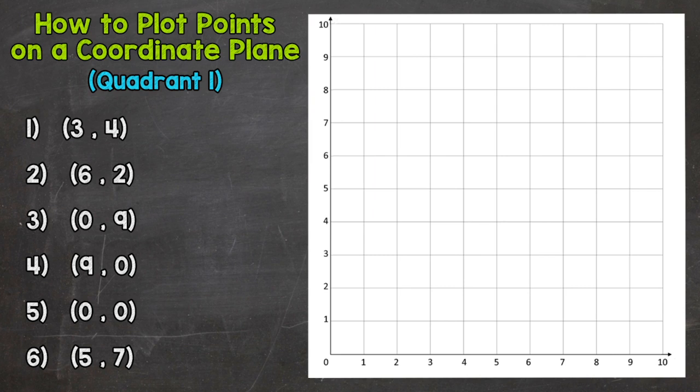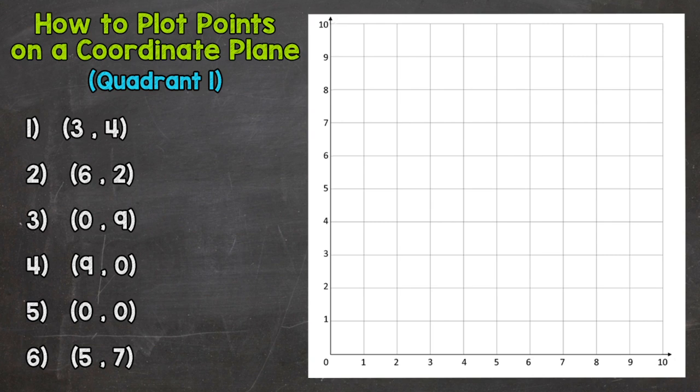In this video, we're going to cover how to plot points on a coordinate plane. Now this video is specifically going to cover quadrant 1, and that just means we're only going to be working with positive numbers. I do have a video on plotting in all 4 quadrants, and I'll drop the link to that down in the description. But we need to get quadrant 1 down first and the basics of plotting points.